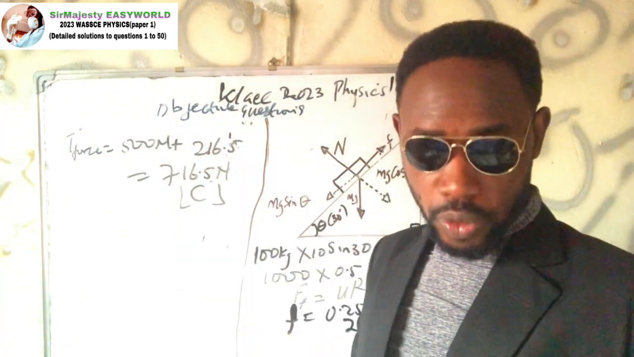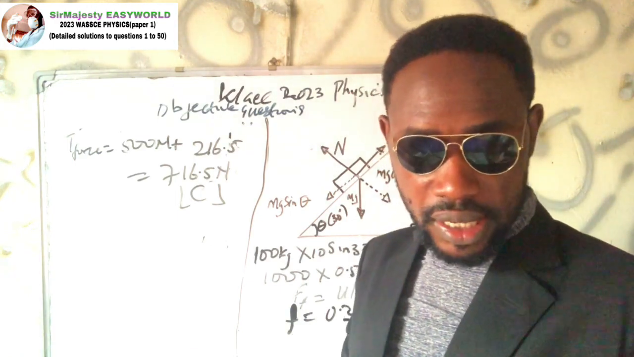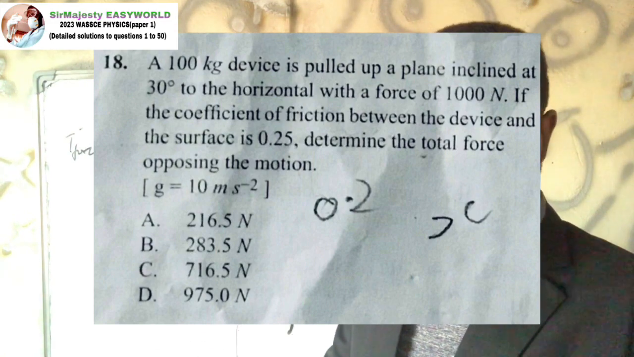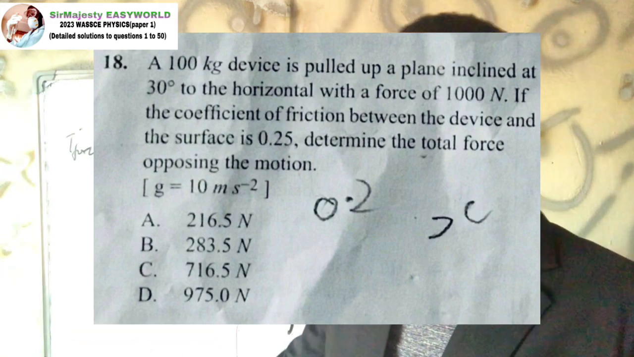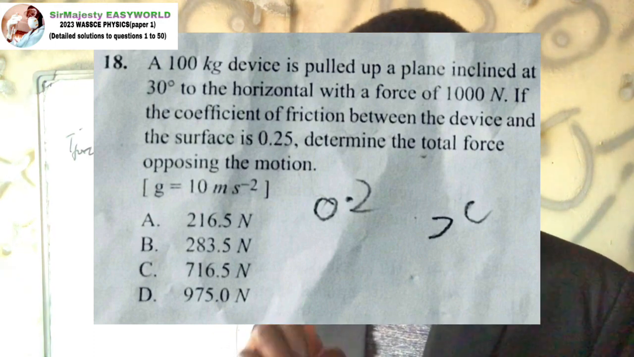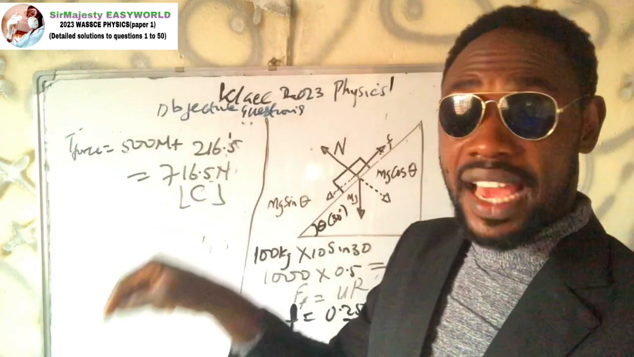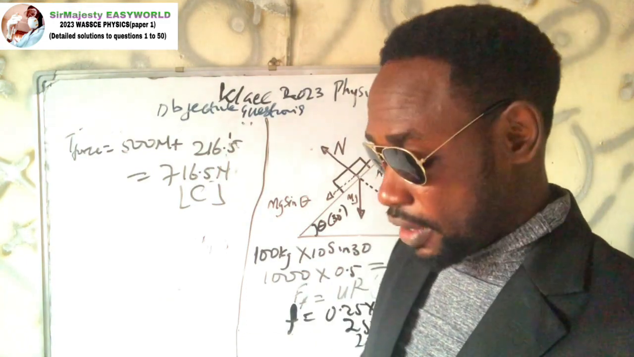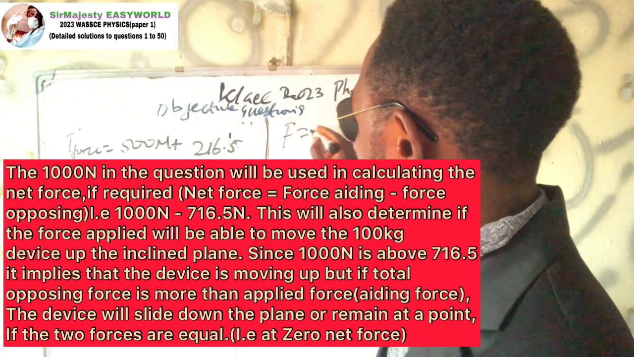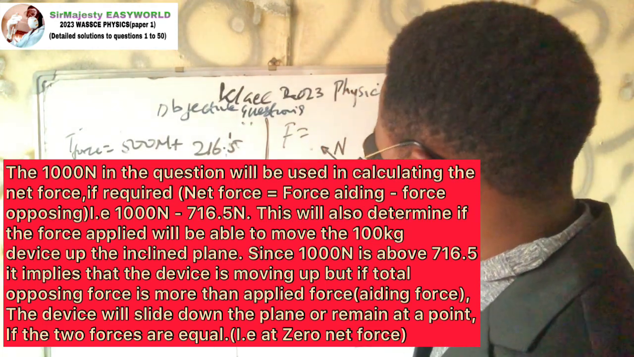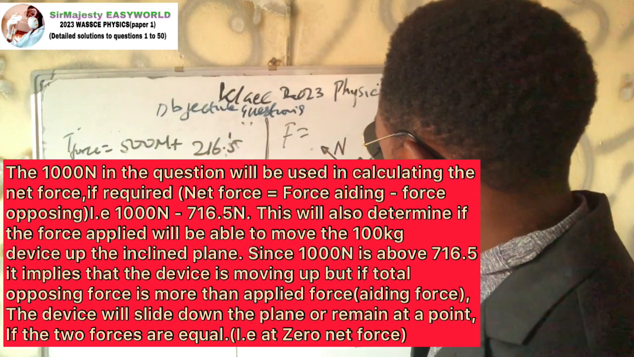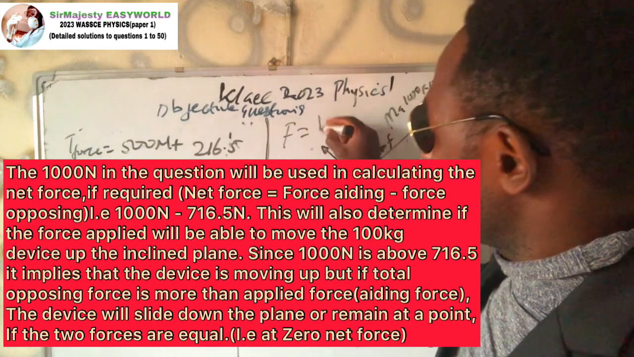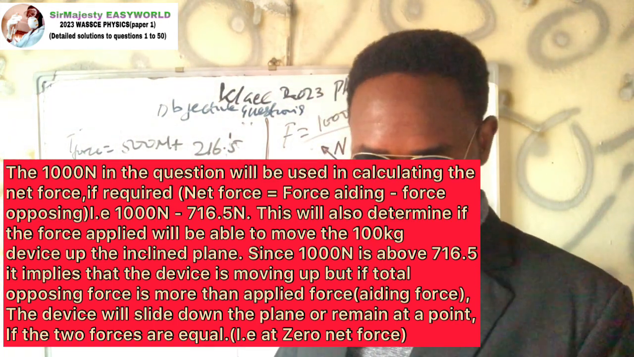And somebody might ask on the question, what happened to the 1000 given? Because they said a 100 kg device is pulled up a plane inclined at 30 degrees to the horizontal with a force of 1000 Newton. That 1000 is equivalent to that 10 times 10, that is equivalent to that 100 times 10, because that is still force equals MA. The force pulling it up is still MA, which is 100, that's the mass, times the acceleration due to gravity, that is that 1000. Do you understand that now? So we have used that.